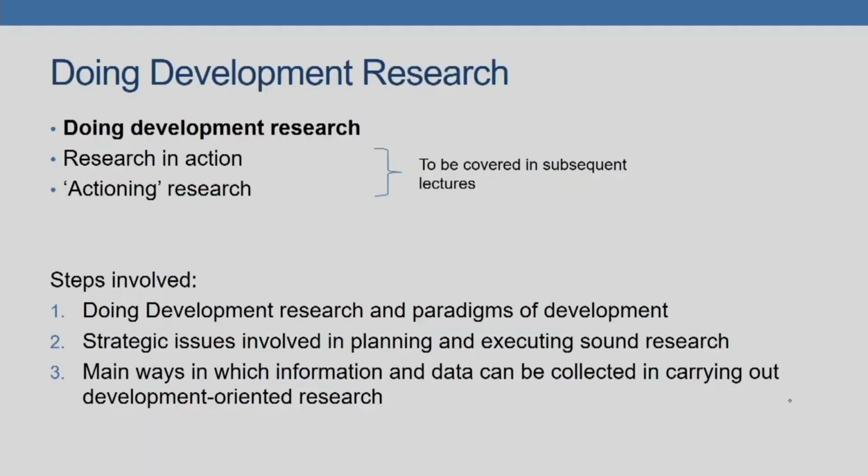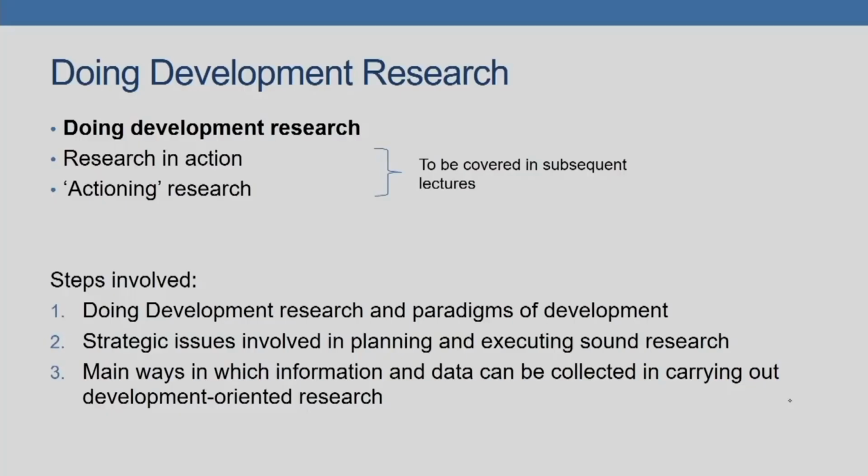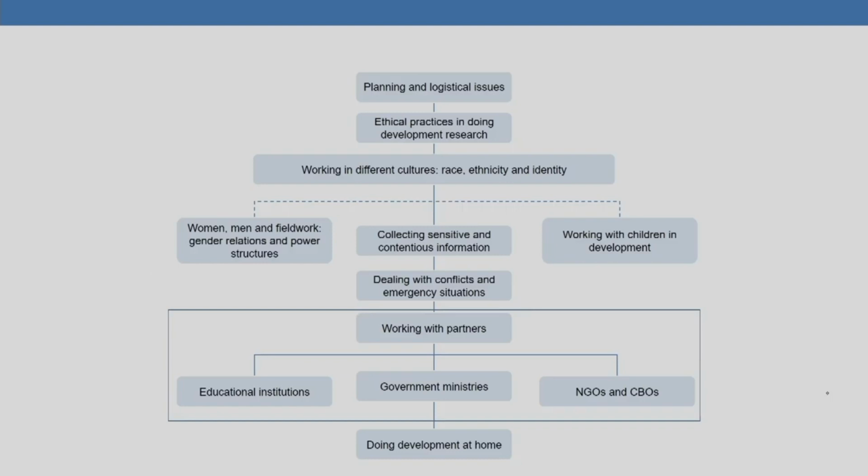The second step in doing development research is to engage ourselves with the strategic issues involved in planning and executing sound research. When we have a research project in hand, how do we involve ourselves in planning and executing sound research? Because we are dealing with a social issue, a development issue, various ethical considerations come in the way of sound planning and execution of research. And lastly, what are the main ways in which information and data can be collected in carrying out development oriented research? All of these steps we will be taking up in the upcoming lessons.